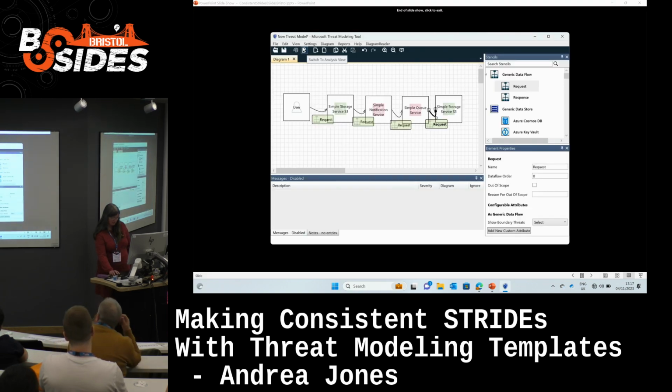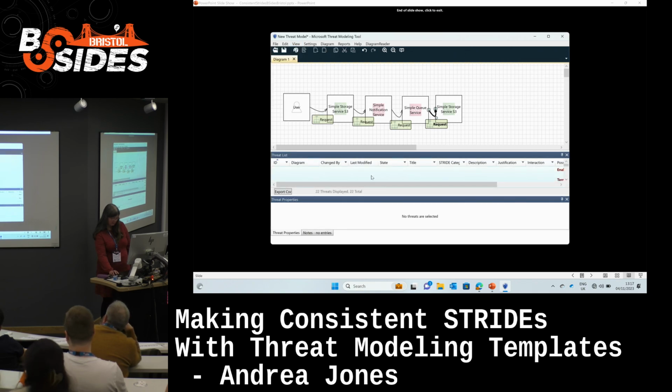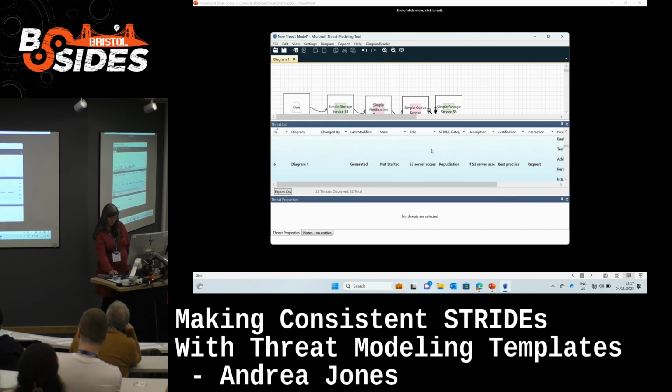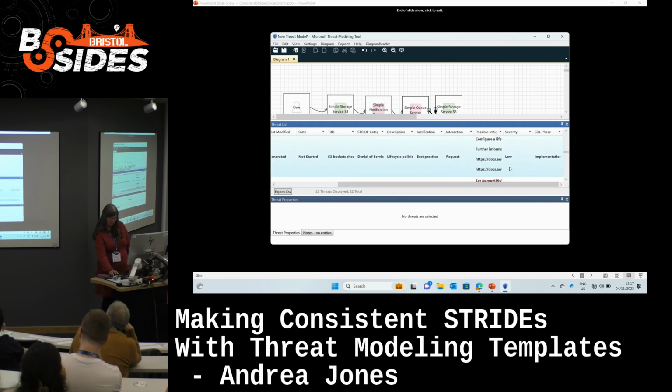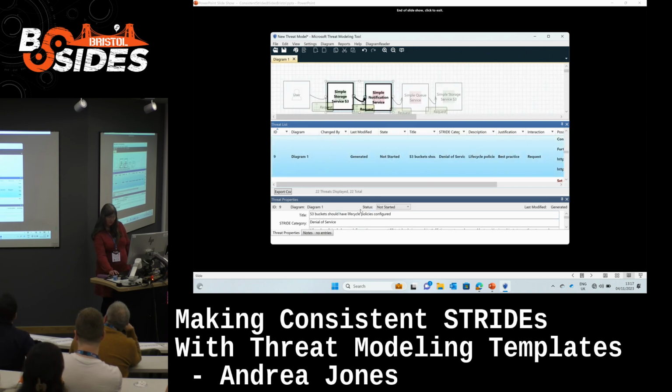Another thing you can do is change into analysis view. And here you can see the various threats that have been found. We've got a state box here as well. So down the very bottom, you've got a pane where you can set the status of this and where it's at. So if developers want to come back to their diagram once they've created their model, they can mark off the things they've done and easily see the things that are outstanding.